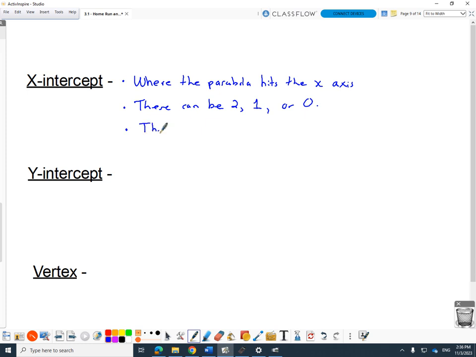The y value will be 0. That's another way of saying an x-intercept is where the y value is 0. And the last thing I want to say is these are also called zeros. Sometimes we call them x-intercepts. Sometimes we call them zeros.